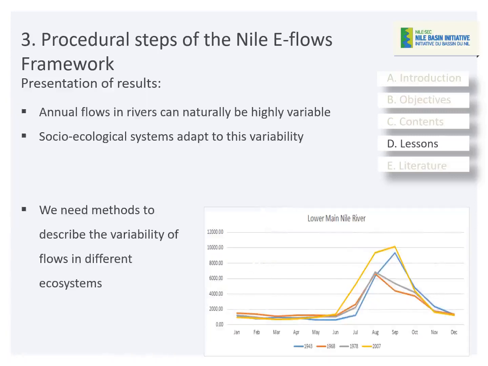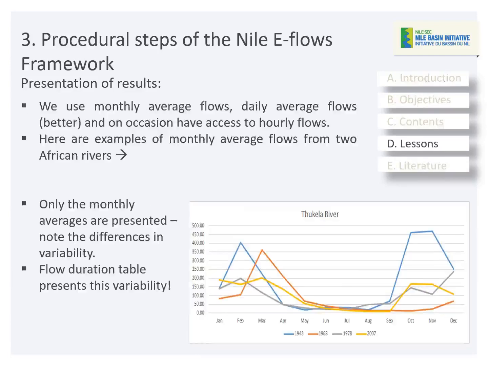So the presentation of the results includes annual flows in the rivers. They can naturally be highly variable. Socio-ecological systems adapt to this variability. That's more of the understanding. We need methods to describe the variability of flows in different ecosystems. We use monthly average flows, daily average flows, which is better.